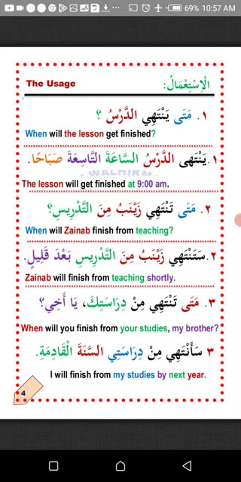Now the answer: ستنتهي زينب من التدريس بعد قليل. ستنتهي زينب, Zainab will finish, من التدريس, from teaching, بعد قليل, shortly, meaning she will finish after a short period of time, بعد زمن قليل.